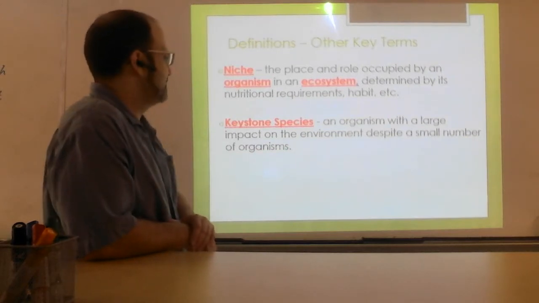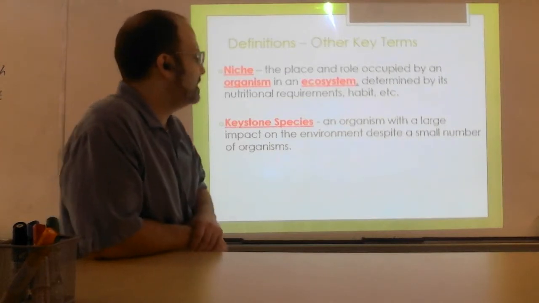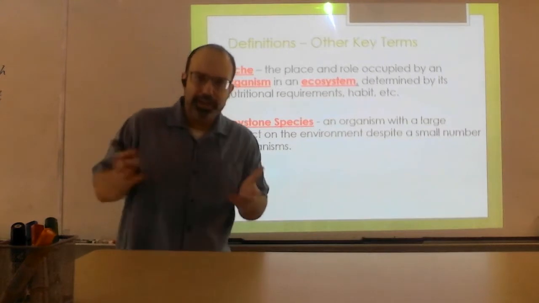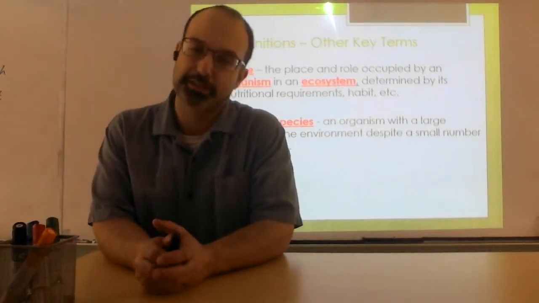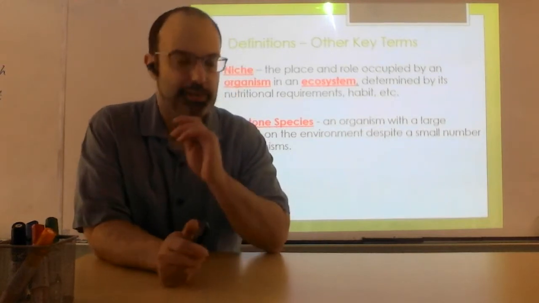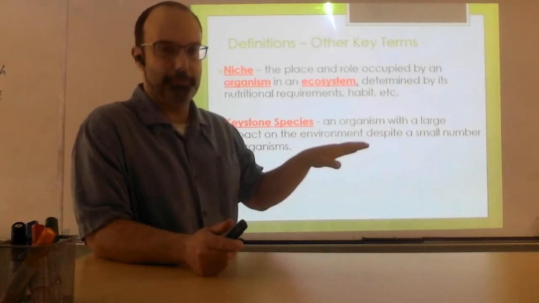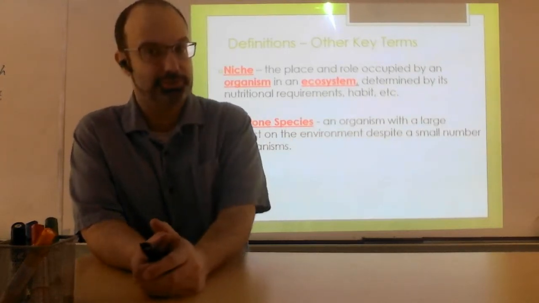Exactly. A keystone species. This is a weird one. This is an organism with a large impact on its environment despite a small number of organisms. So I'll ask people, what's a keystone species? And they'll be like, trees in a forest. And it's like, okay, that's not quite right, because it's a large impact with a small number. There are a lot of trees in a forest. If you've only got one tree, it's not a forest, it's just a tree.